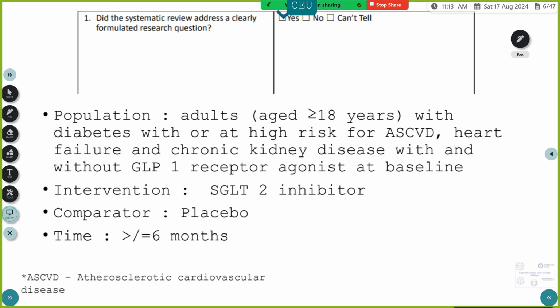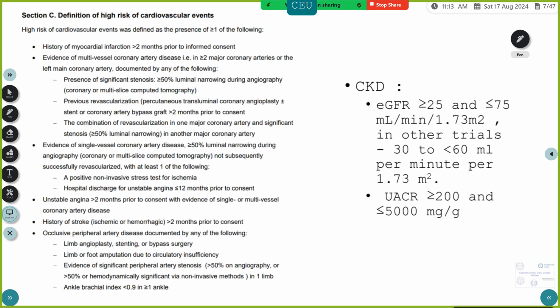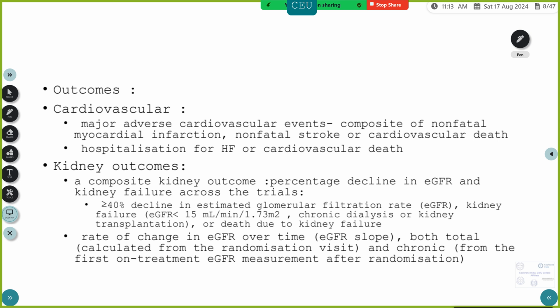And the intervention was SGLT2 inhibitor, the comparator was placebo. The timeline was more than or equal to 6 months. And the outcome, I have just put what they have defined as high risk of cardiovascular events. We have looked at other trials and put this up, what they took as CKD and high risk of cardiovascular events. The outcome was cardiovascular one and kidney the second one. Cardiovascular mainly major adverse cardiovascular events.